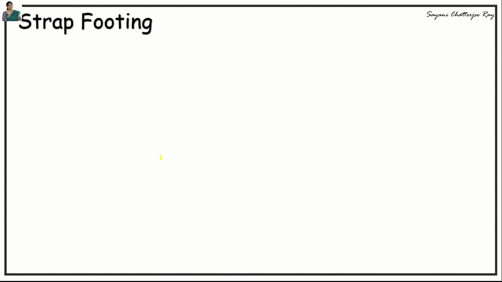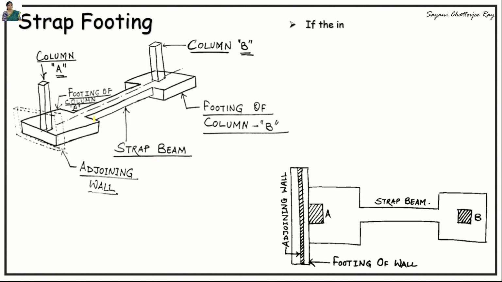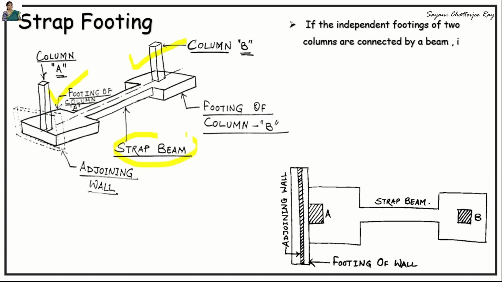The next type of footing is strap footing. So, if the independent footings of two columns are interconnected by a beam, then such type of footing is known as a strap footing, and this beam is known as a strap beam. A strap footing may be used when the distance between the two columns, that is column A and column B, is so more that a combined trapezoidal footing becomes quite narrow with high bending moments. In that case, each column is provided with its independent footings, as you can see in this diagram, and a beam is used to connect these two footings.